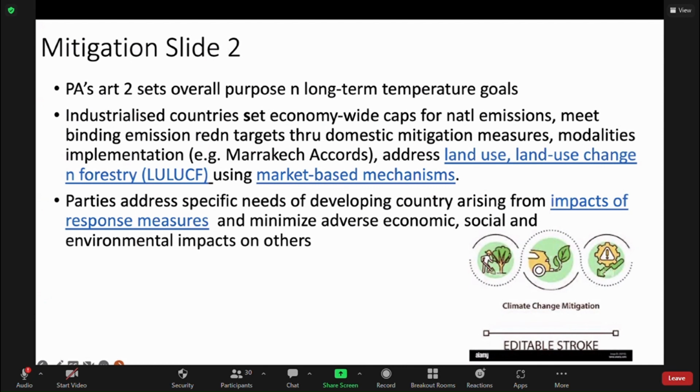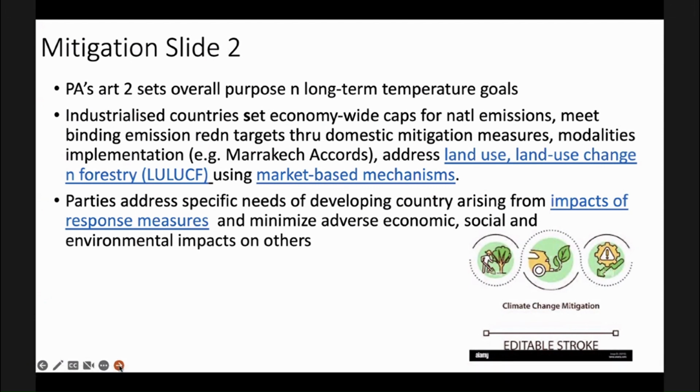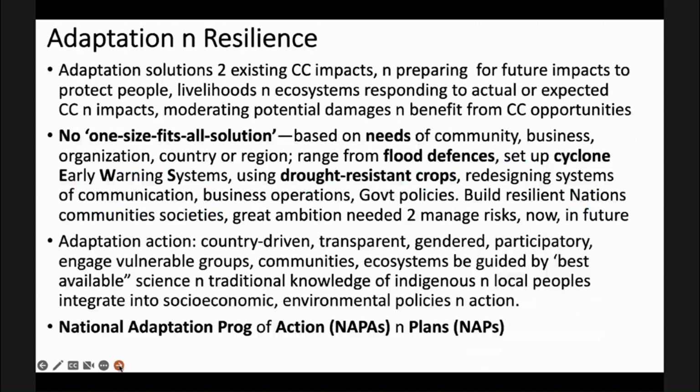Industrialized countries set economy-wide caps for national emissions, meet binding emission reduction targets through domestic mitigation measures, and some of the modalities for implementation should address land use change, better forestry, using market-based mechanisms. We also need to look at specific needs of developing countries arising from impacts, both of disasters, other events, as well as response actions, and minimize the adverse economic, social, and environmental impact on others. And you can see here the approach to climate change mitigation.